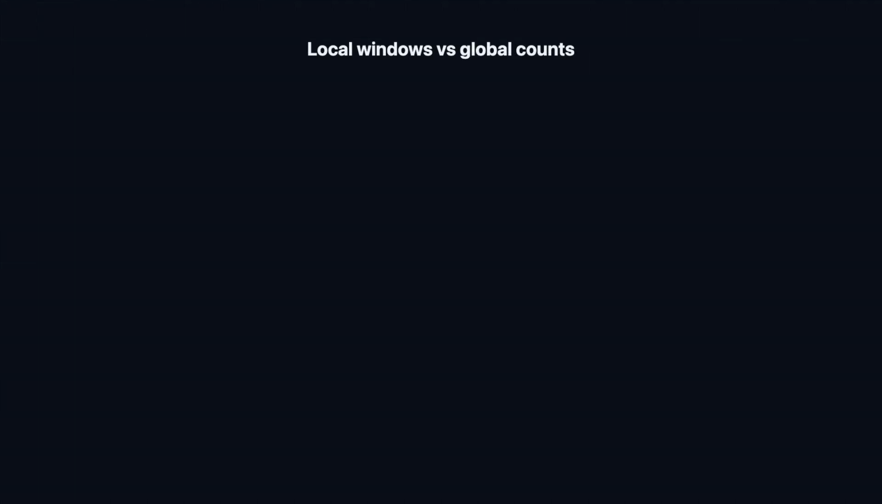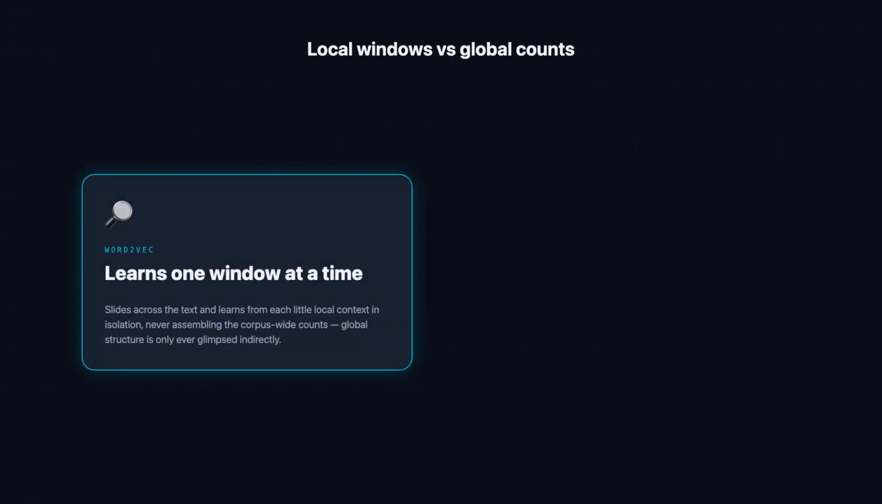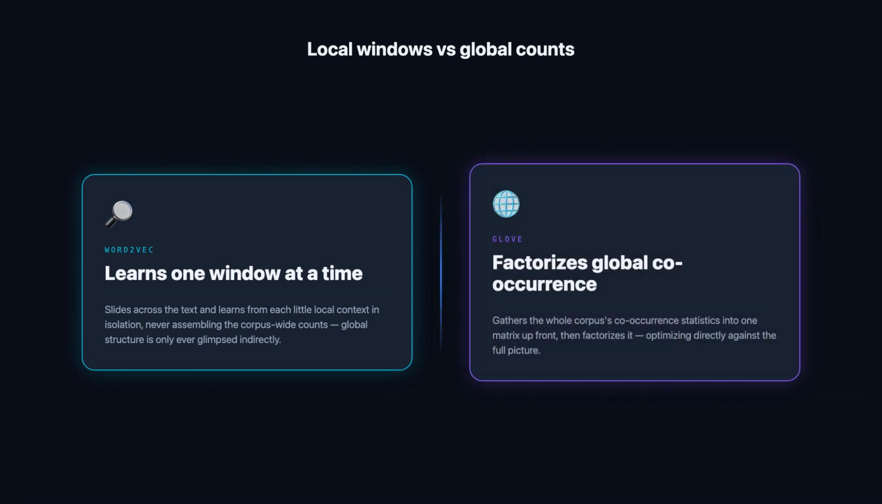So how is this really different from word2vec? Here's the contrast, side by side. The older approach works one window at a time. Word2vec slides across the text and learns from each little local context in isolation.